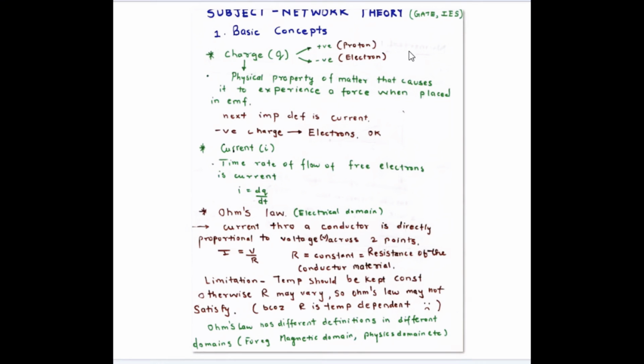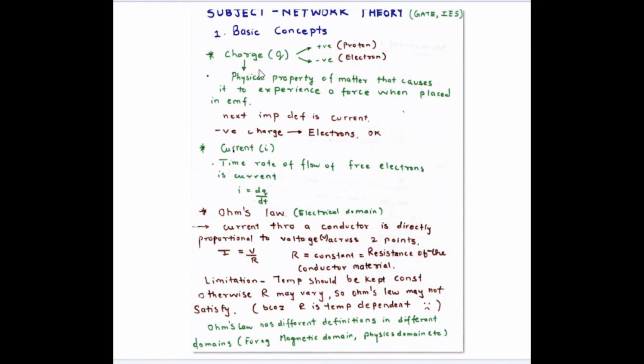So let's start. First and foremost, the definition of charge. Charge is denoted by the alphabet Q. There are two types of charge, positive and negative. Positive charge is the proton and negative charge is called the electron. Now what is the simple definition of charge? A physical property of matter that causes it to experience a force when placed in an electromagnetic field.